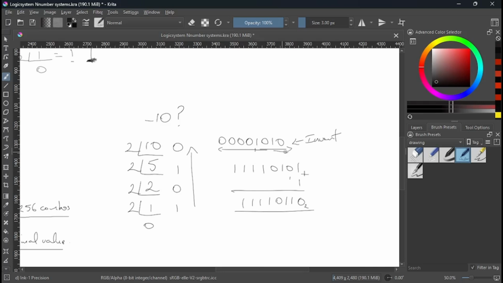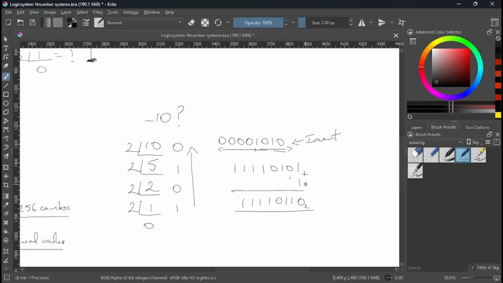And what we do to calculate the negative is basically inverting these 8 digits. So what was a 0 is now a 1, and what was a 1 is now a 0. So 0 0 0 0 is now 1 1 1 1, and 1 0 1 0 is now 0 1 0 1. Just the opposite. And then we add 1 to it.